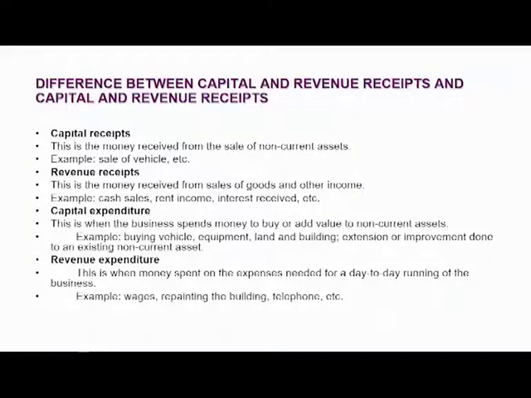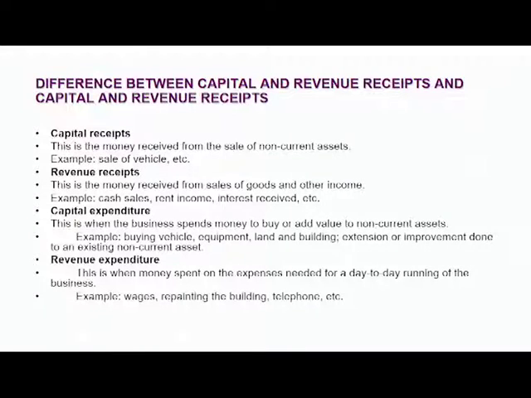Okay. Now we are moving on to the next topic, where we want to differentiate between capital and revenue receipts and capital and revenue expenditure. Okay, what is a capital receipt? This is the money that we get from selling our non-current asset. So let's say, for example, I am selling off my machinery, my equipment, and so on. The income that I'm generating from the sale of this non-current asset is what we call a capital receipt.